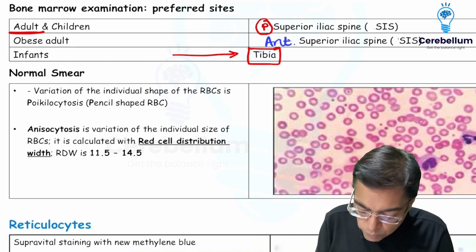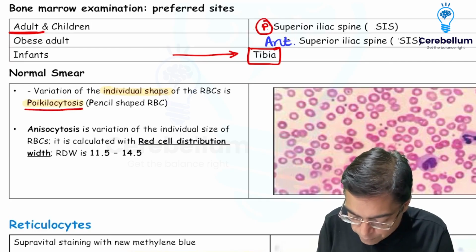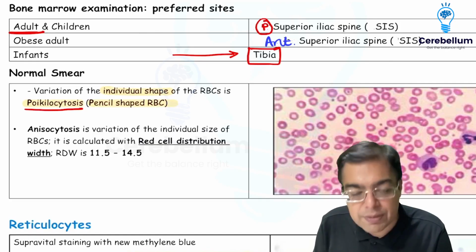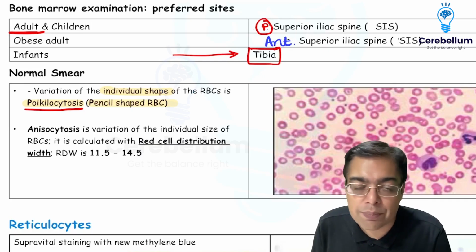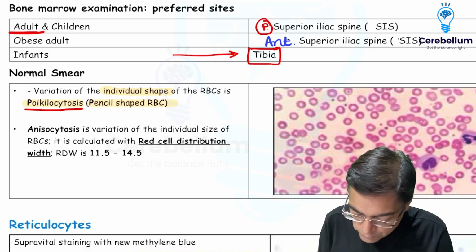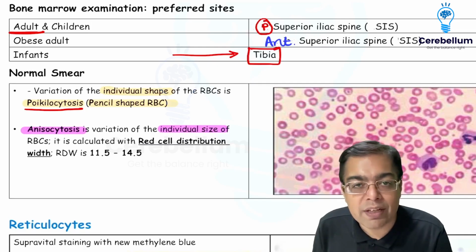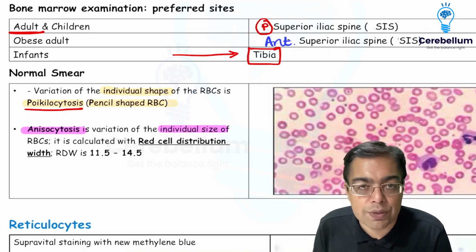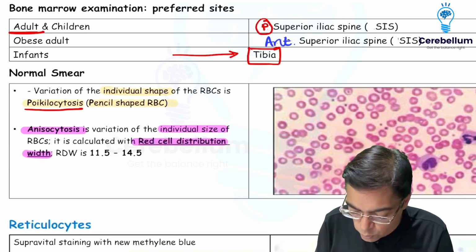When there is too much variation in the shape of the RBCs, that is given the name of poikilocytosis. So variation in the shape, poikilocytosis, because of which RBCs can be elongated, or they can be what are termed pencil-shaped cells. Any variation in the size of the RBCs is termed anisocytosis. We have an index by which we calculate anisocytosis, and that index is given the name of RDW, that is red cell distribution width.